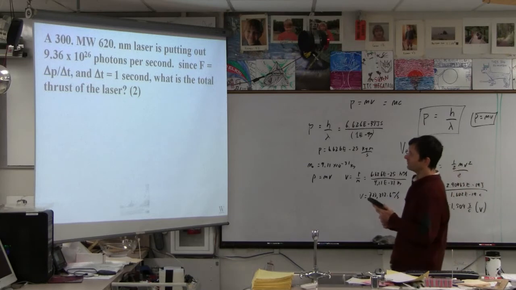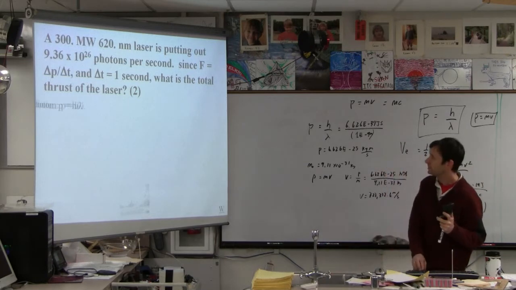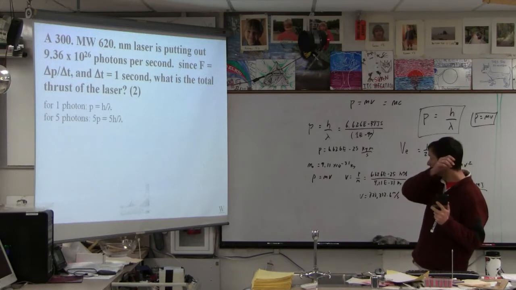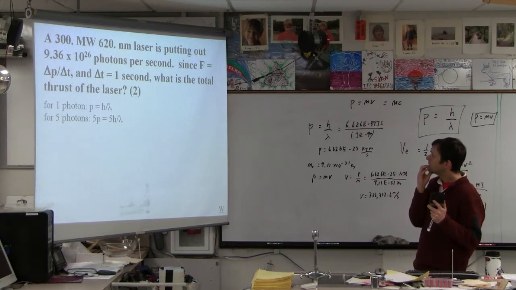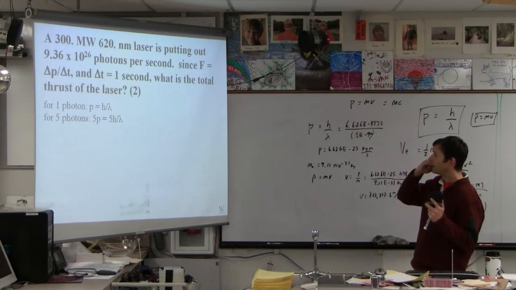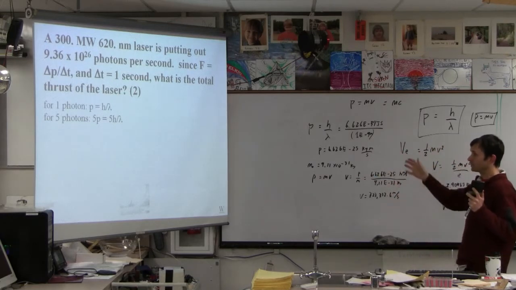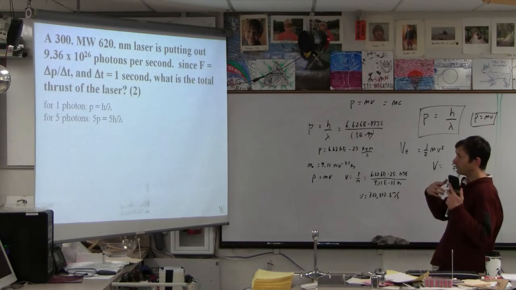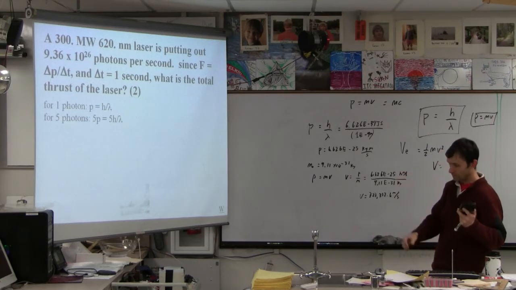Total thrust of the laser. I don't know if you'll get to this one. There are two clues. The total thrust for one photon, that is it. For 5 photons, it's that. And basically, all you have to do is figure out the number. You basically want 1 Newton. Oh, I see. You want to figure out the total momentum in 1 second, which is going to be the force. So since that's the number of photons per second, figure out the momentum of one of the photons, multiply by that big number, 9.36 times 10 to the 26 photons, and that will give you the force, which I've worked out so that it's 1 Newton.